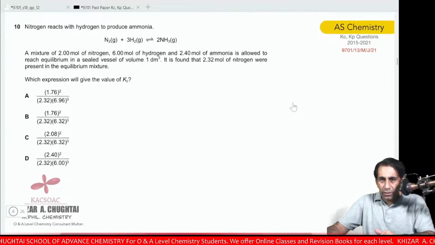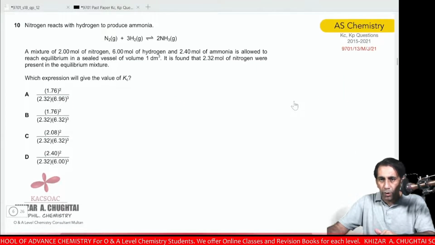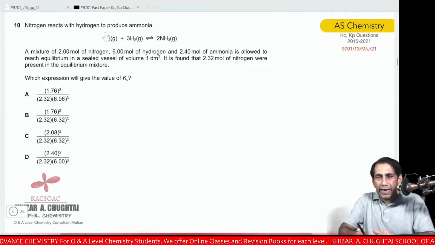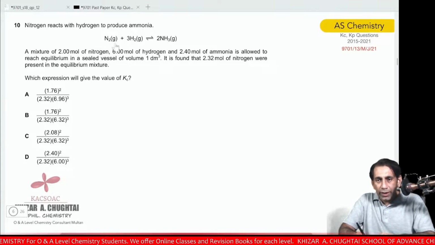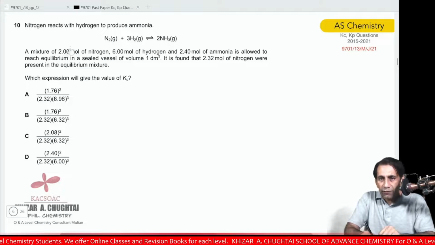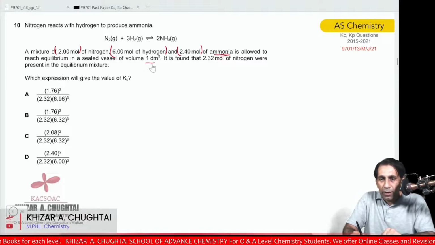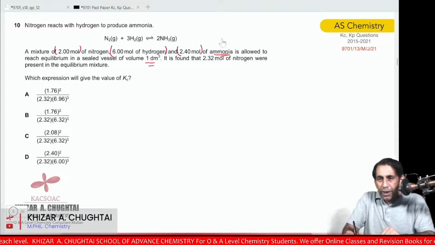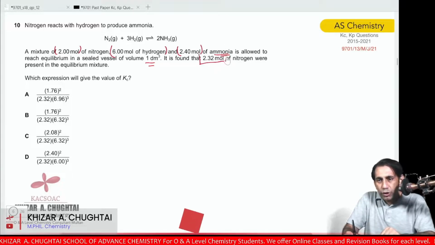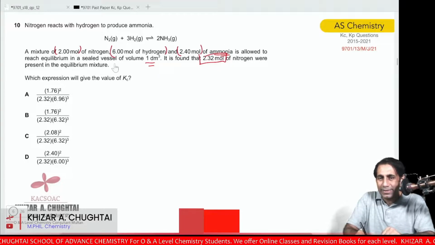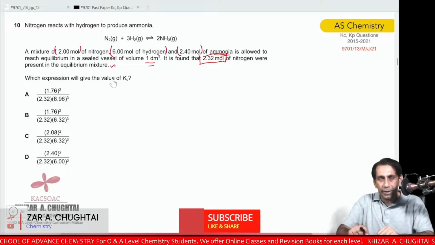The next question is taken from May, June 2021. Nitrogen reacts with hydrogen to produce ammonia. Nitrogen plus hydrogen goes to 2NH3. A mixture of 2 mole of nitrogen, 6 mole of hydrogen, and 2.4 mole of ammonia is allowed to reach equilibrium in a sealed vessel of volume 1 dm³. It is found that 2.32 mole of nitrogen were present at the stage of dynamic equilibrium.